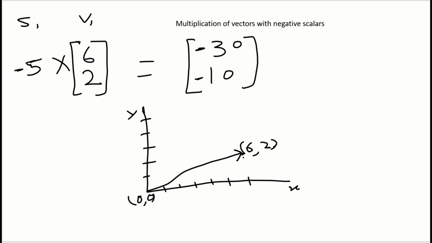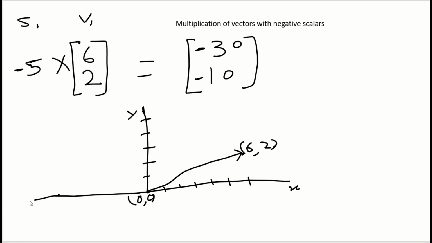So the actual vector would look something like this. I'm sorry for not having a straight line. It is supposed to be a straight arrow, but yeah. So this is how the normal vector will look. But when it is multiplied by minus 5, how will it look? Minus 30 and minus 10. Minus 30 is x. We already know that the first row is x, the second is y.